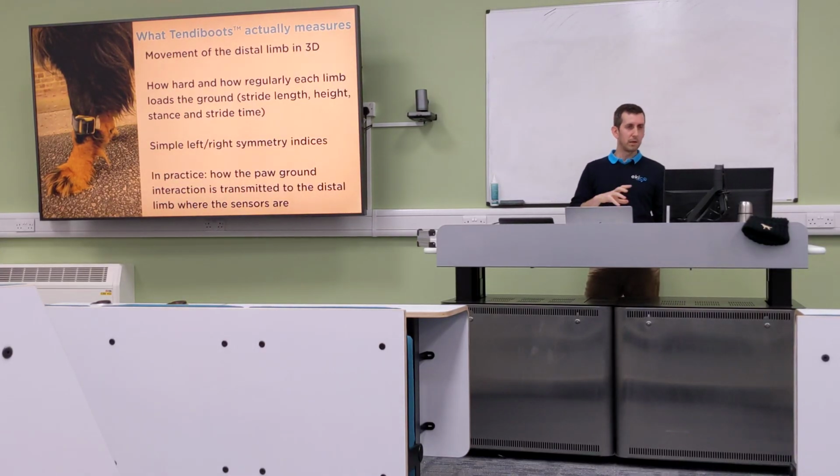And we will give you a symmetry. For each limb, we will tell you, for example, the stride length of each limb, the stride time, all the parameters that we saw earlier. And we compute all of that to give you a symmetry between left and right.